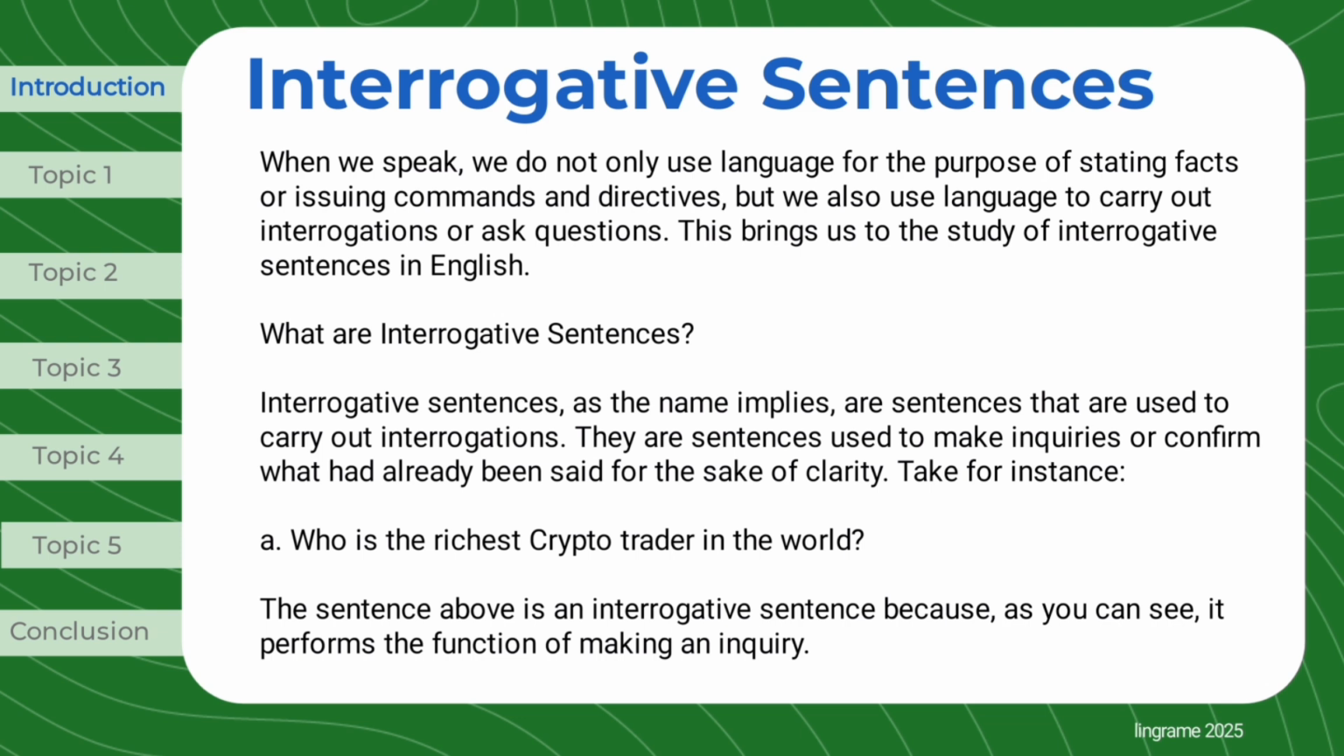What are interrogative sentences? Interrogative sentences, as the name implies, are sentences that are used to carry out interrogations. They are sentences used to make inquiries or confirm what had already been said for the sake of clarity. Take for instance, who is the richest crypto trader in the world? The sentence above is an interrogative sentence because, as you can see, it performs the function of making an inquiry.